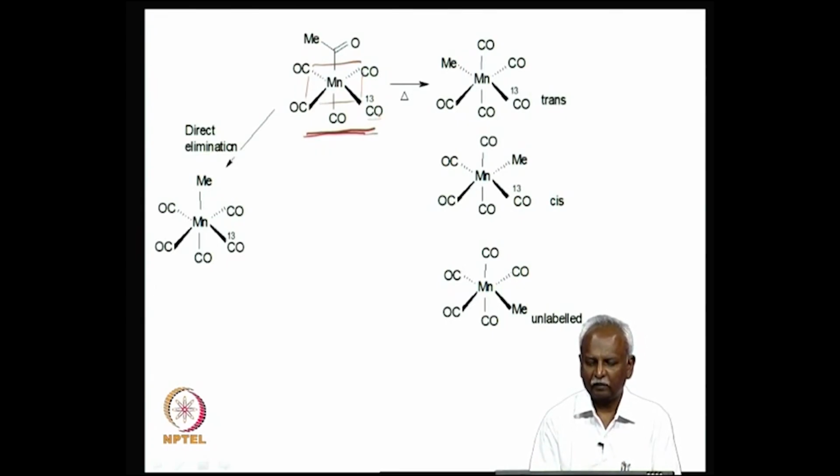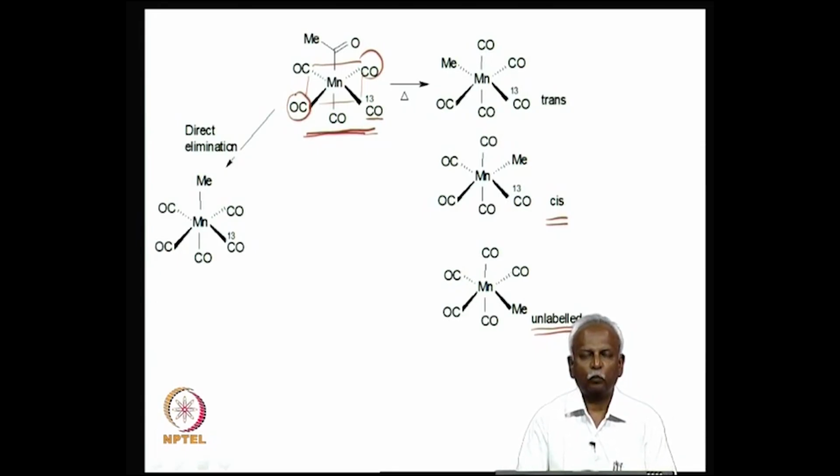If that labeled carbon monoxide leaves, then you would have migration of the methyl group to that position, and then you would get an unlabeled product. You would get an unlabeled product if you had loss of this carbon monoxide when you heat it. If you have loss of one of these carbon monoxides, which is cis to the labeled carbon monoxide, then you would end up with this product. So, I am labeling this as a cis product because there are 2 of the carbon monoxides there. It is possible that one of them leaves, and both of them are cis to the acetyl group. Any one of them can leave, and then you would get a cis product, where the methyl group is cis to the labeled carbon monoxide.